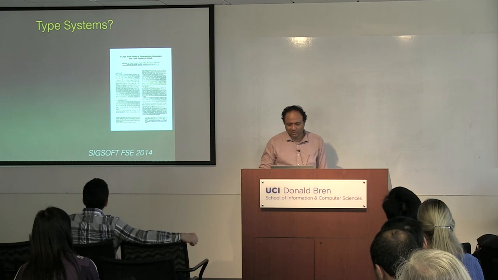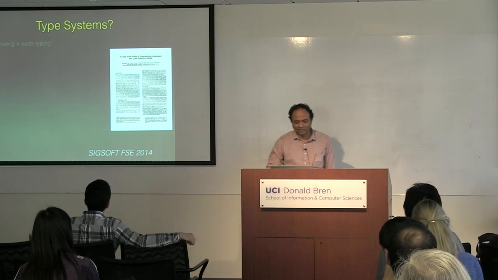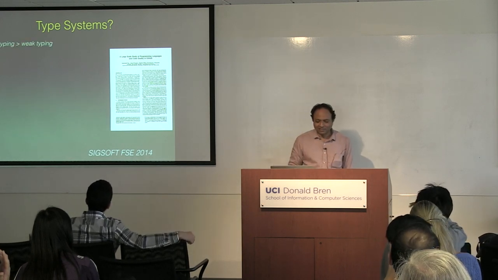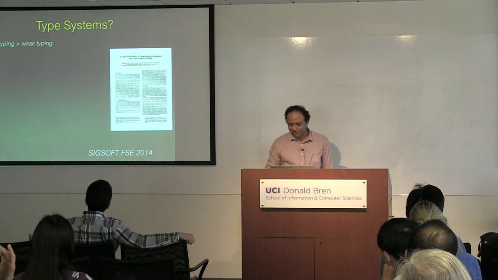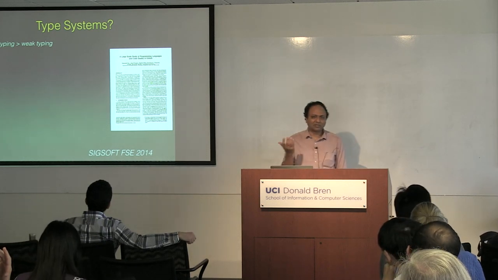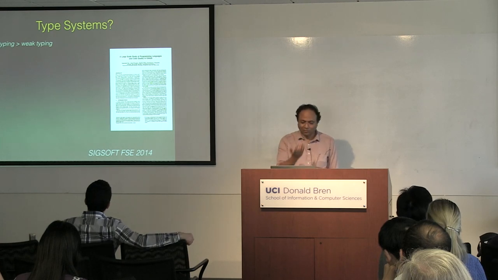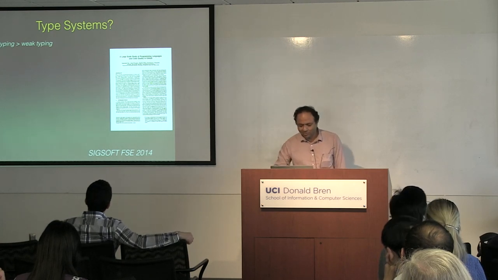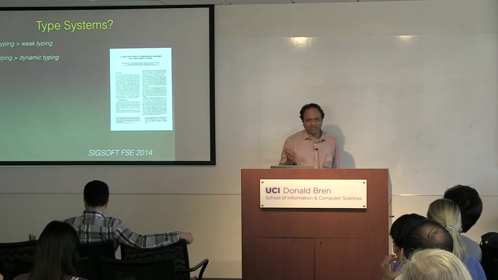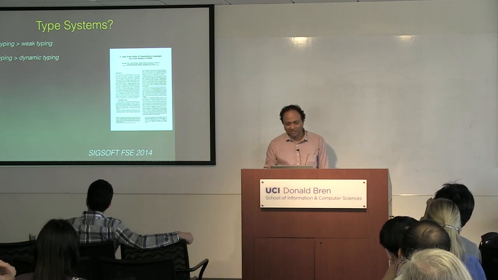This is our own work about type systems, right? Is strong typing better than weak typing? Type systems that fail to detect certain kinds of errors are weaker than ones that do. So is that an important thing? Is static typing better than dynamic typing? Is Java better than Python?